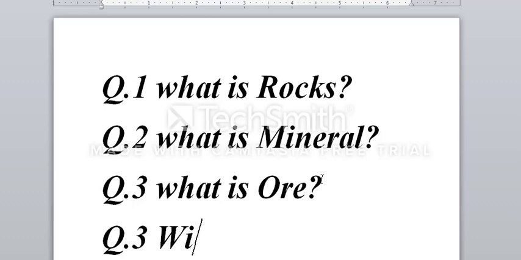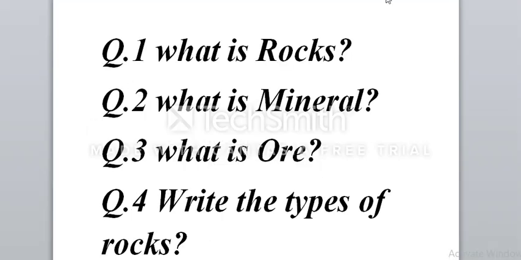Write the fourth question on the screen. You can see, write the types of the rocks. In the last part of the video I have explained the types of the rocks. I have told you that it is divided into three parts. All three you will write. Okay, rocks, minerals, ore and types of rocks.